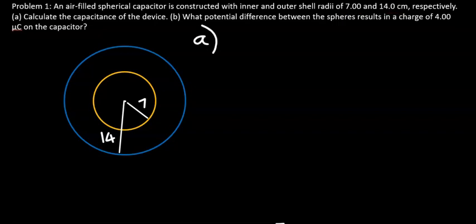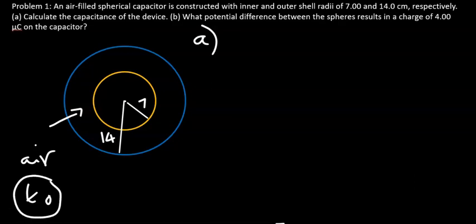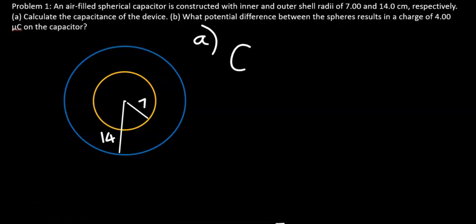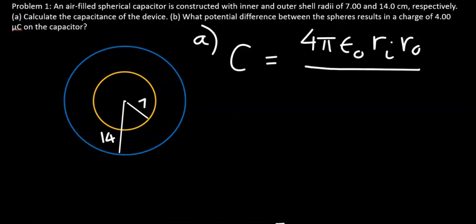So let's do part A. Now this is a spherical capacitor and the region between is filled with air. So to a good approximation, we can assume it's pretty much empty space. So the permittivity can be taken to be epsilon naught, the permittivity of vacuum. The expression for the capacitance of a spherical capacitor is given in one of our previous videos, and that is quite simply 4 pi epsilon naught, the product of inner radius and the outer radius over the outer radius minus the inner radius.